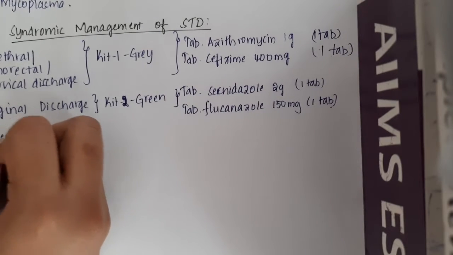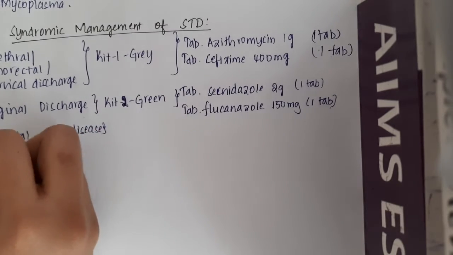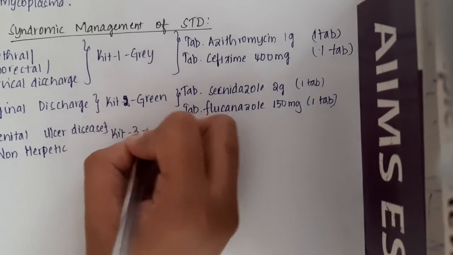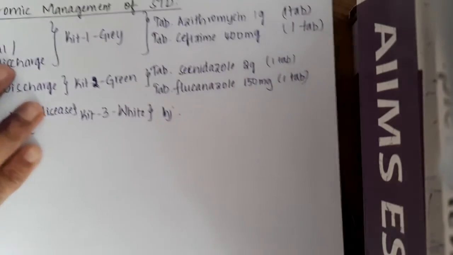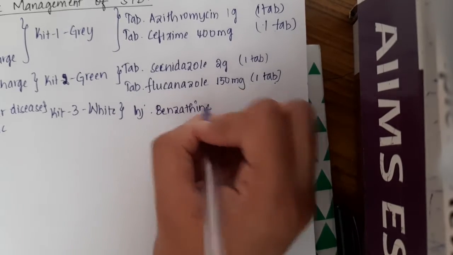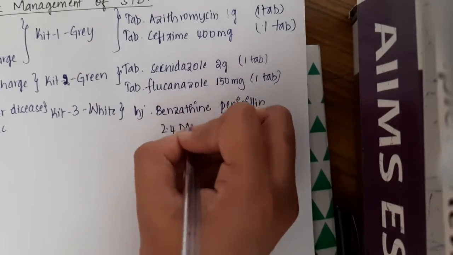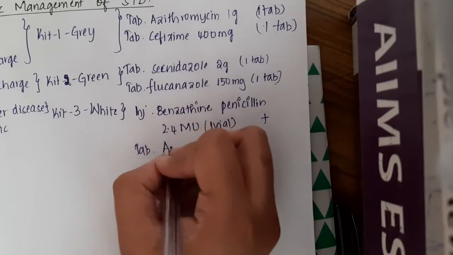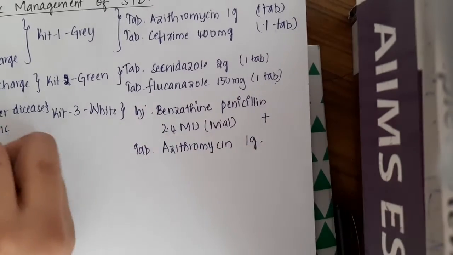Then if the patient comes to you with genital ulcer disease, and if it is non-herpetic genital ulcer disease, then we use kit 3, which is white, where we can use injection benzathine penicillin 2.4 million units, 1 vial, plus you will also use tablet azithromycin 1 gram.